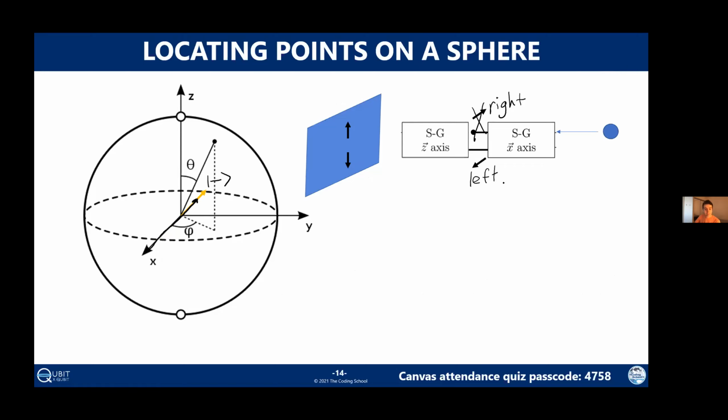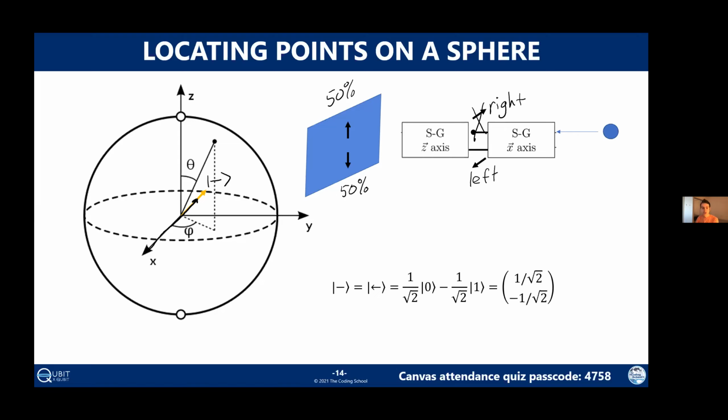So now if we do the same math again, instead of ket plus, we have ket minus. The only thing that changes is that sign right there. But notice that the probabilities stay the same, right? We still have a 50% chance of going up and a 50% chance of going down.